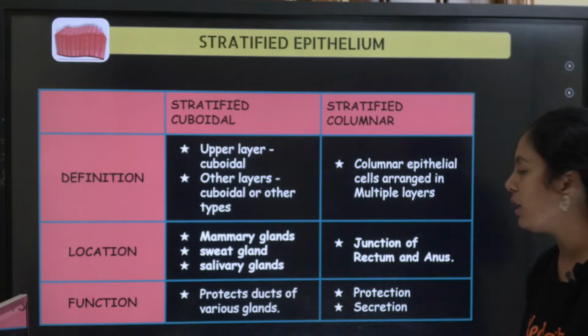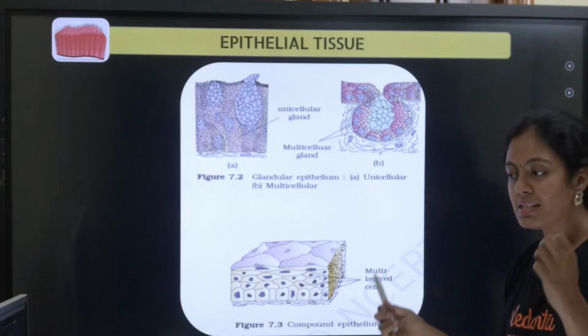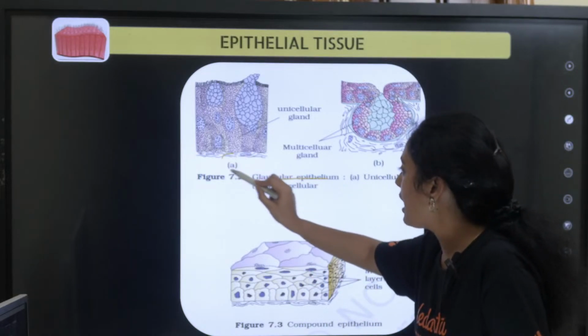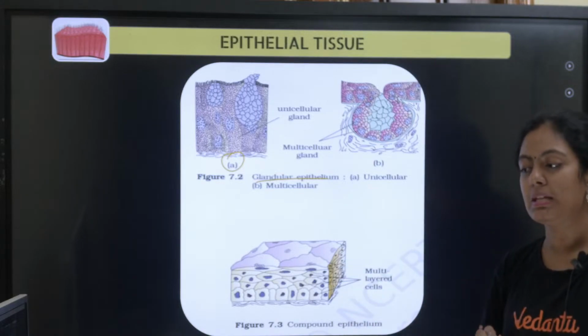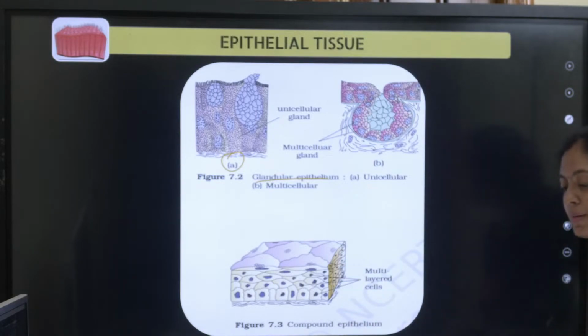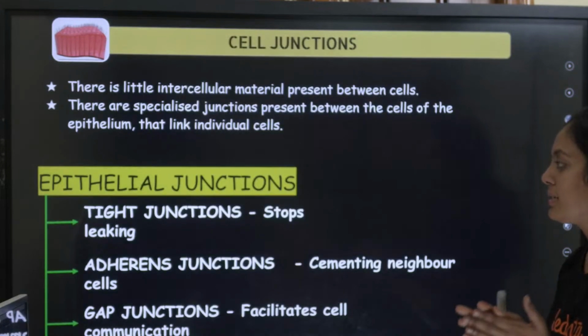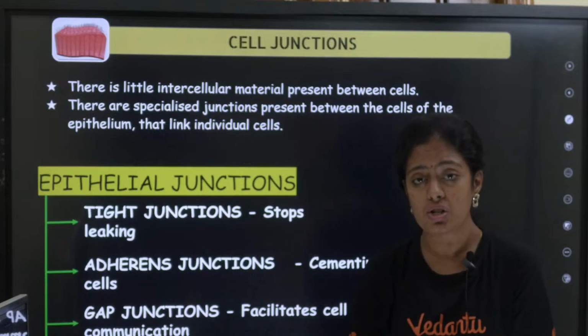Very important. Epithelial tissue, this is your NCERT picture. Glandular epithelium could be unicellular, could be multicellular, or you can have a compound epithelium. Now we are going to see a very important topic, students: cell junctions.